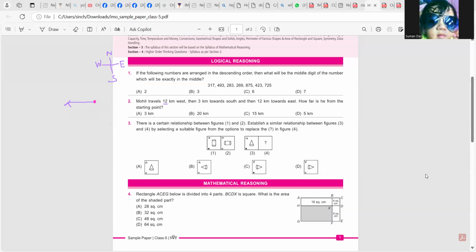Then 3 kilometers towards south. That means south is the downward direction. Then he goes down 3 kilometers. And then 12 kilometers again towards east. So east is the right hand side direction, which will be here.